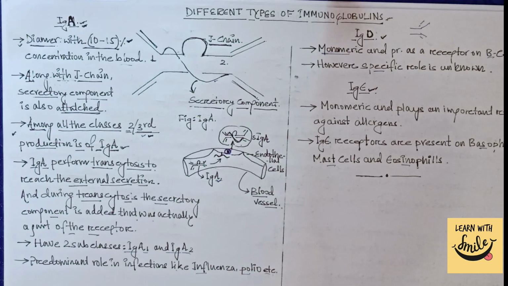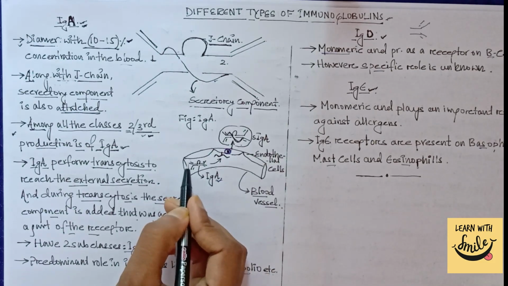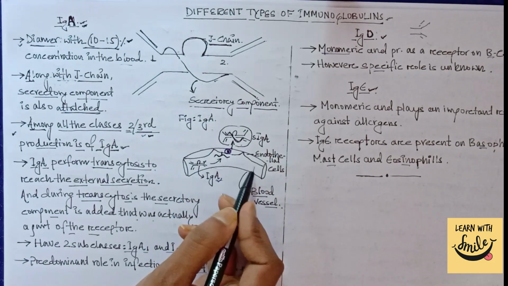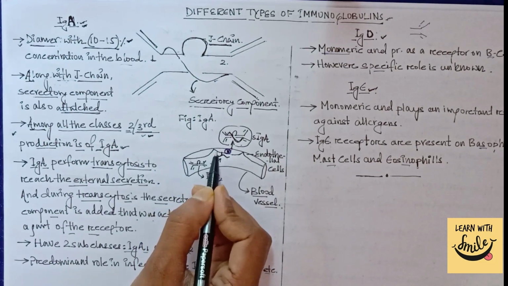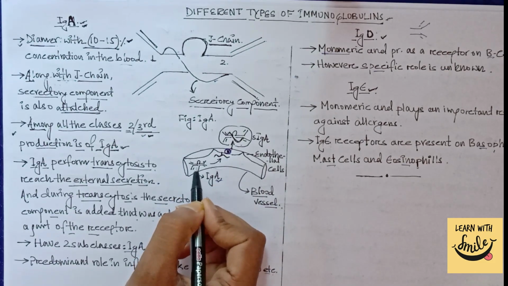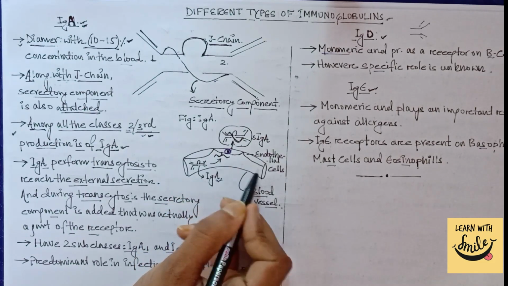Now that we have understood what transcytosis is, we need to understand how it holds true for immunoglobulin A transport. For this, let's come to this schematic diagram. In this diagram, I have shown a schematic picture of a blood vessel. In this blood vessel, I have drawn some endothelial cells on its surface. There are endothelial cells on both sides, but just for illustrative purposes, I have drawn the endothelial cells on one side only.